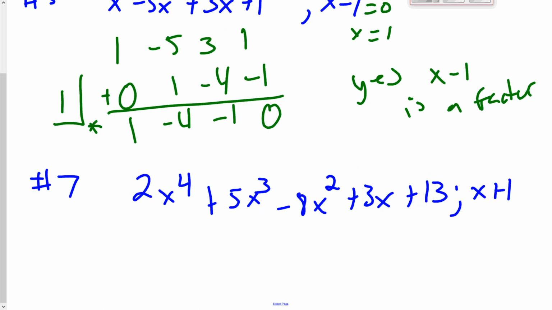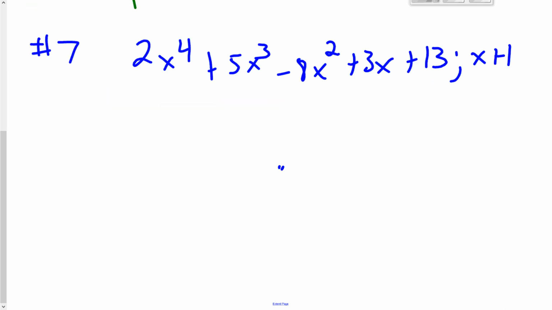Okay, here's number 7. 4, 3, 2, 1, 0, so all our exponents are in order, so we're not going to miss anything here, and we're asked if x plus 1 is a factor of this polynomial. So we can go ahead and list our coefficients. We have 2, 5, negative 8, 3, and 13.